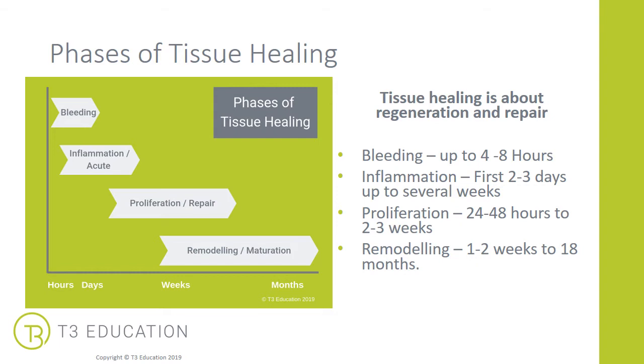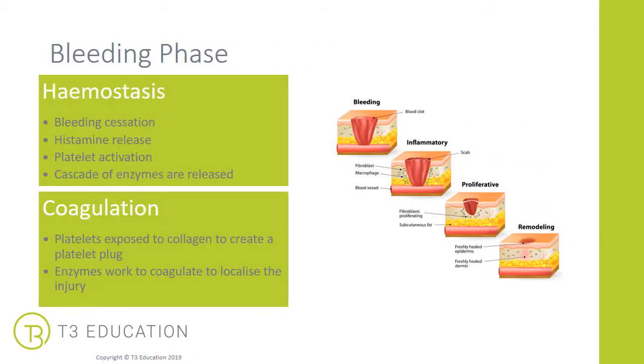Next is the proliferation stage, which will begin around 24 to 48 hours, right up to 2 to 3 weeks after the injury. And the final stage is the remodeling stage, and this happens around 1 to 2 weeks post-injury and can continue up to 18 months after the initial injury. So let's begin breaking each one down individually.